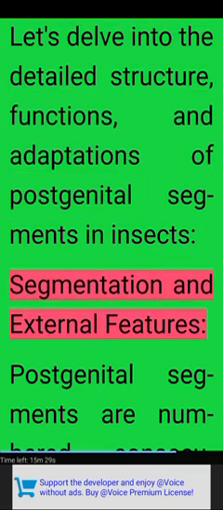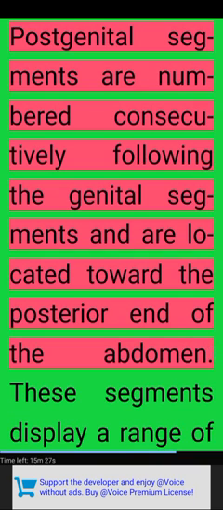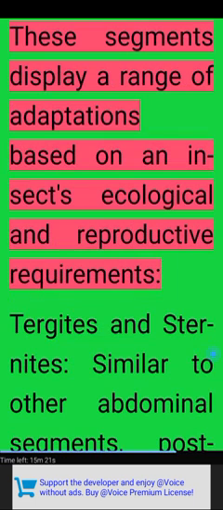Segmentation and external features. Postgenital segments are numbered consecutively following the genital segments and are located toward the posterior end of the abdomen. These segments display a range of adaptations based on an insect's ecological and reproductive requirements.